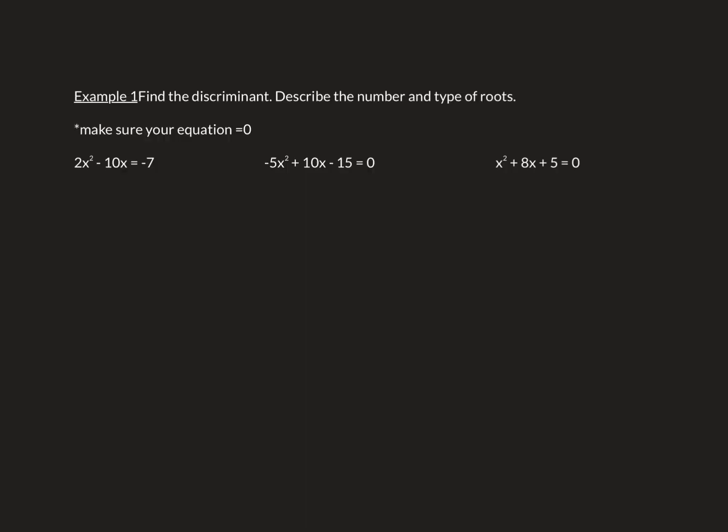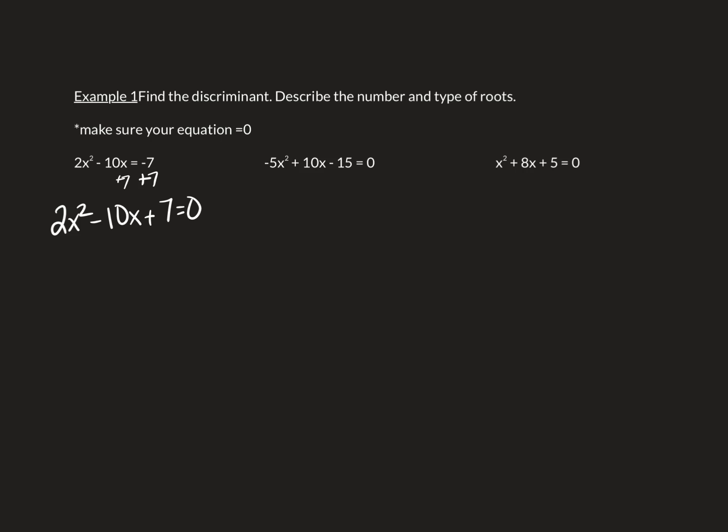We're going to, in example 1, find the discriminant and describe the number and type of roots. Let me go back for one moment. Now, for number 1, it says make sure your equation equals 0. So I am going to add 7, 2x squared minus 10x plus 7 equals 0.